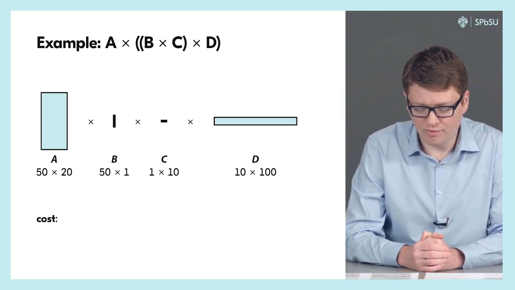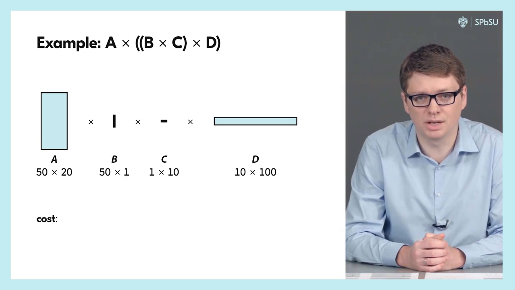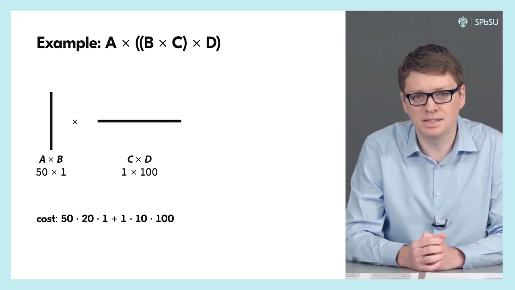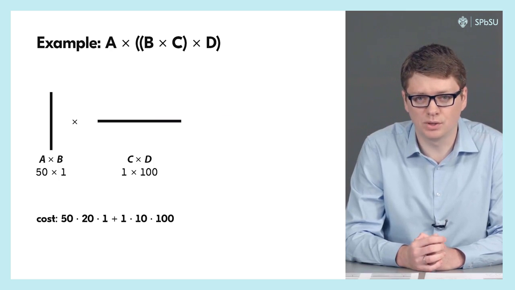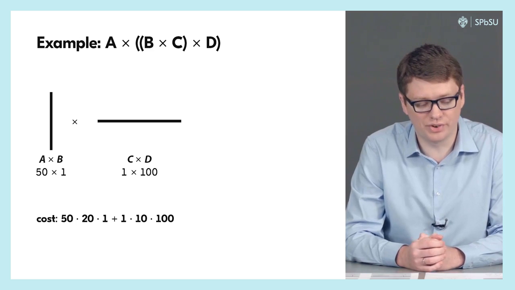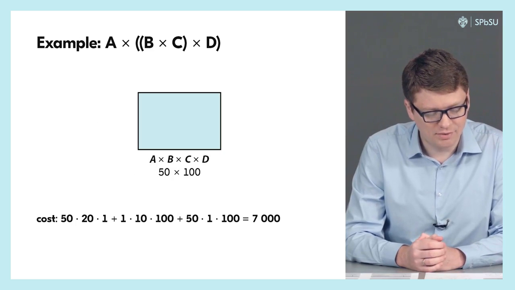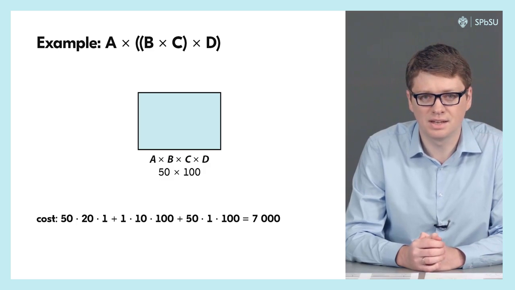Okay, so for the first multiplication A by B, we pay actually 50 by 20 by 1, and you see that we have this very thin matrix. Then we multiply C by D, and we pay for this 1 times 10 times 100, and again we see that here we get a matrix whose height is very low. And finally, we multiply these two resulting matrices and we pay 50 times 1 times 100. So the resulting cost in this case is just 7,000, which is much lower than in the previous case.